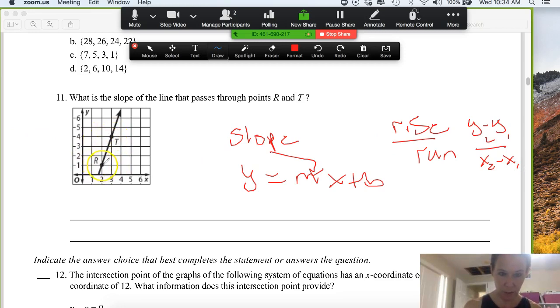So let's do it. What's the rise? 1, 2, 3. So the difference between the y values is 3. Now go over, the run is 1.